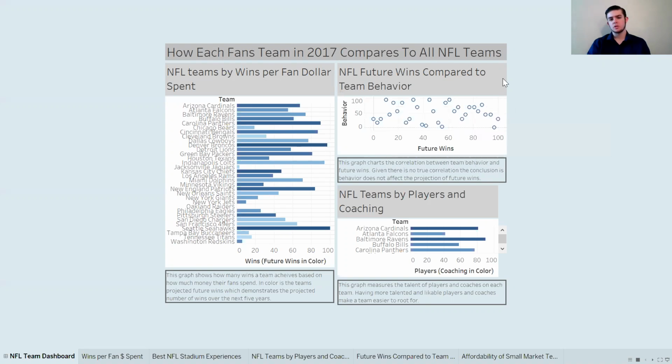I'll go into the graph a little bit more in a bit. But this is interesting because the data doesn't show any real correlation, which means that behavior doesn't necessarily tie to future wins.